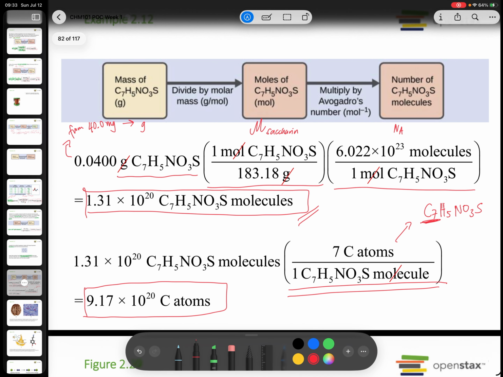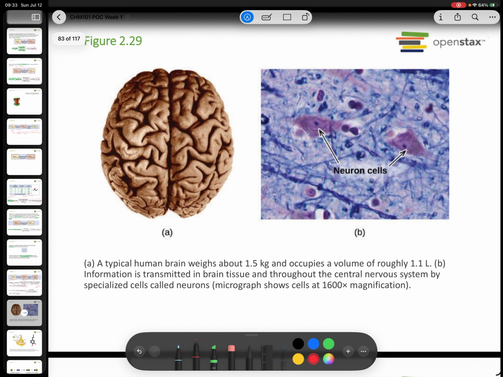Hopefully you got that. And then, some applications. So, this figure begins an application in neuroscience. A typical human brain weighs about 1.5 kilograms and has a volume of roughly 1.1 liters. Brain tissue contains specialized cells called neurons. These cells transmit information through electrical and chemical signals. Chemistry becomes important because chemical signaling depends on molecules being released, received, and counted.